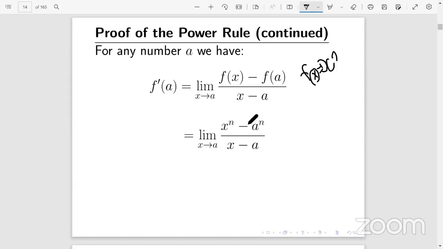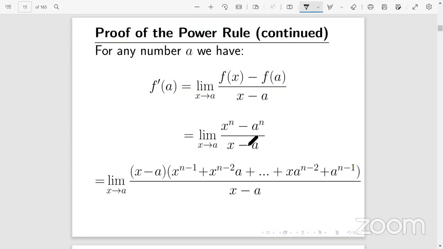So this is what we have. As we already spoke about factorizing the numerator, now factorizing the numerator, this is what we have. As you can see, we have x minus a, which we can cancel out, and after canceling it out, we are left with this second bracket in the numerator. So this is what we have.